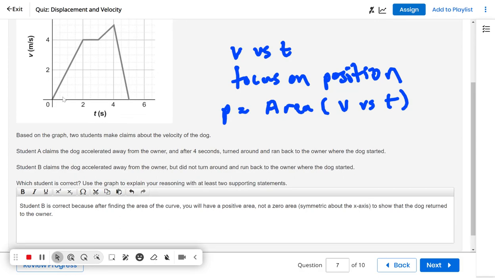Student A claims the dog accelerated away from the owner, and this positive acceleration can work. But notice, it had to accelerate for 4 seconds. So technically, it did accelerate away from the owner. And then what happened is the acceleration went slower.